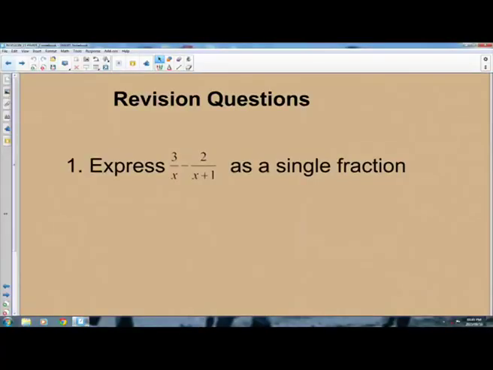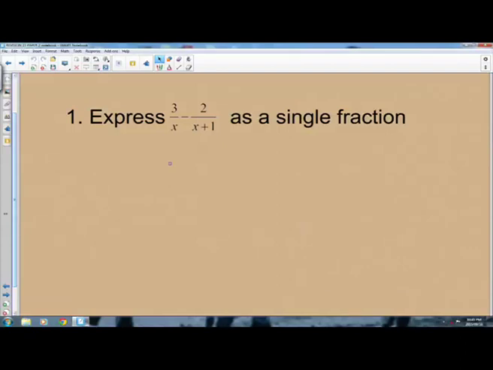The first revision question says, express 3 over x minus 2 over x plus 1 as a single fraction. So these are algebraic fractions, and then we are expected to express this, that is 3 over x minus 2 over x plus 1, as a single fraction. So let's work it out. This is 3 over x minus 2 over x plus 1.